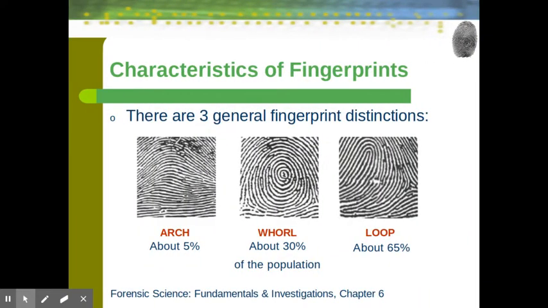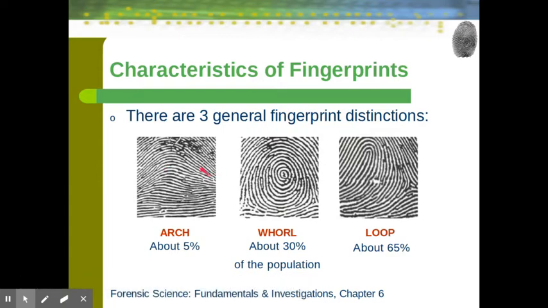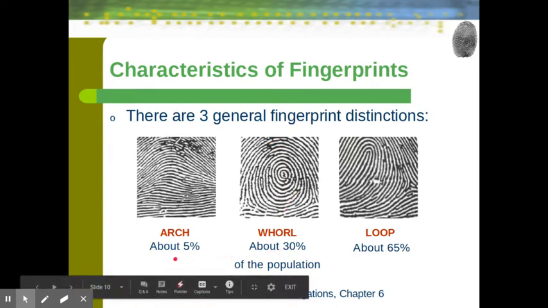So we classify them as three general types. You have the arch type. If you look at the arch type over here, you'll notice the lines come in on one side and go out on the other side. So that's an arch. The whorl has this central circular piece with concentric circles going out. About 5% of the people have arches, and about 30% of the population has whorls.